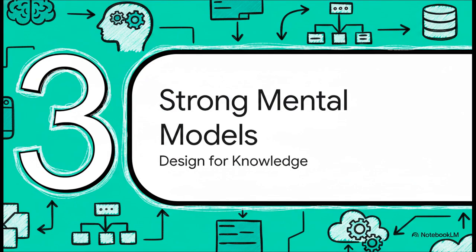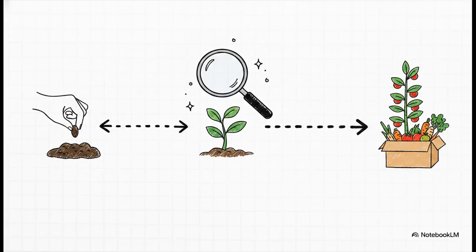Part 3, building strong mental models. Design for knowledge. You see, complex workflows almost always fall apart when learners just see a bunch of disconnected, robotic steps on their screen. Before we ever tell someone to click this, then click that, we have to build a mental model of how the data actually flows through the organization.